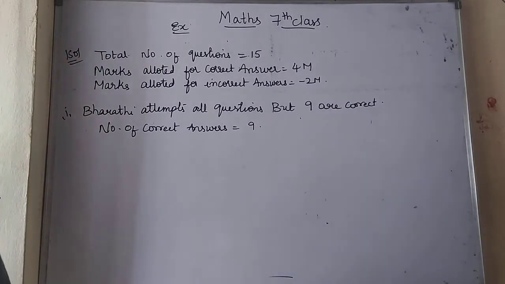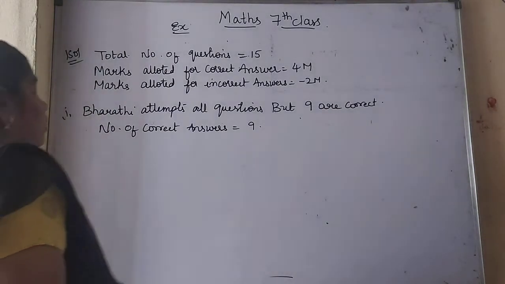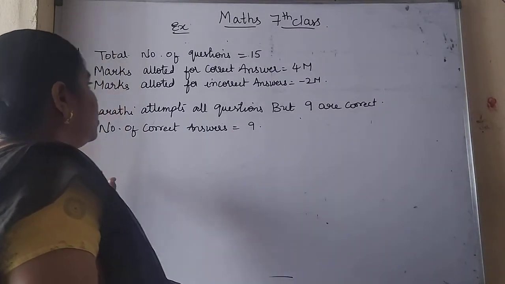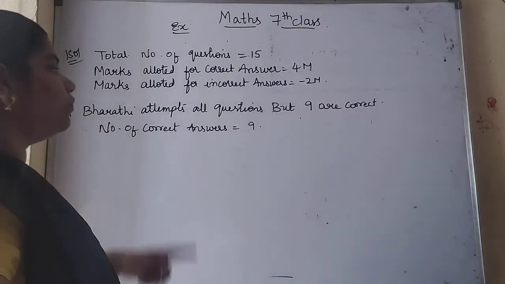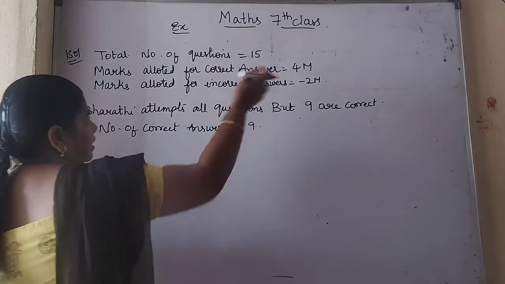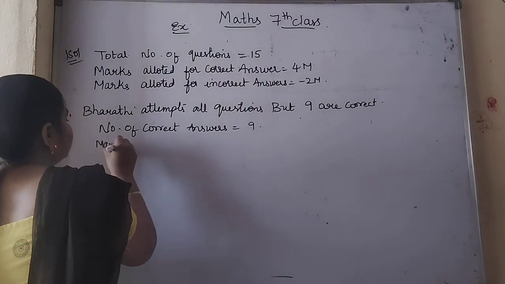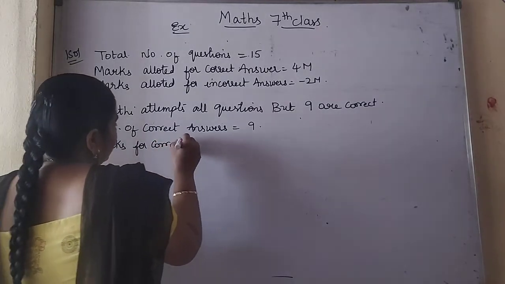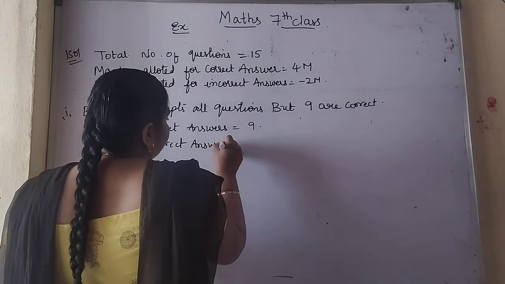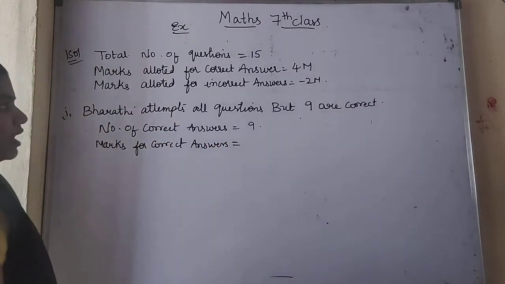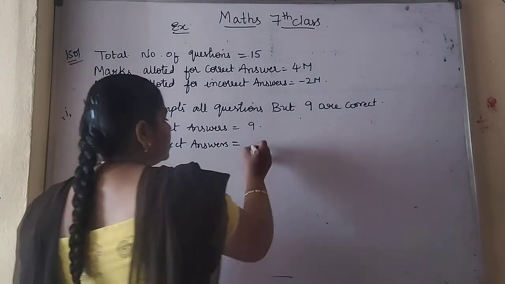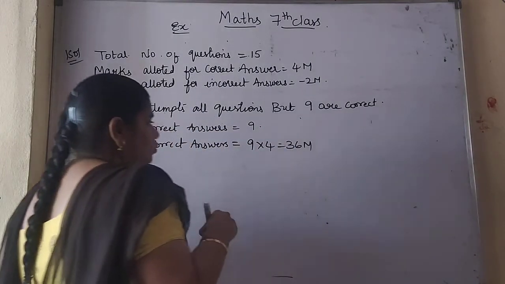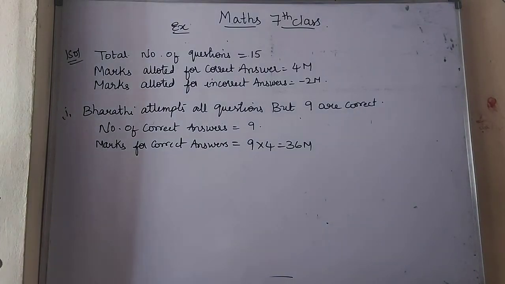So first we have to find, for these 9 questions, what is the marks she got? For every correct answer they are giving 4 marks. That means for 9 correct answers, how many marks she will get, we will see. So marks for correct answers. For every one correct answer 4 marks they are giving. She has written 9 correct answers. So 9 into 4 will be equals to 36 marks. So she got 36 marks for correct answers.